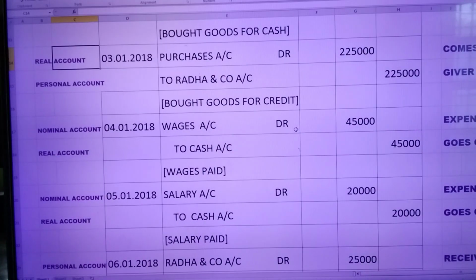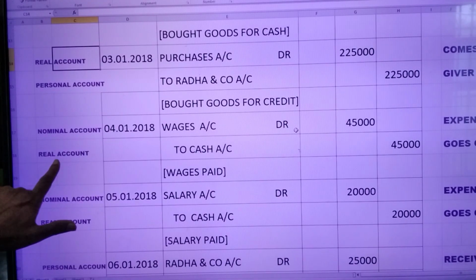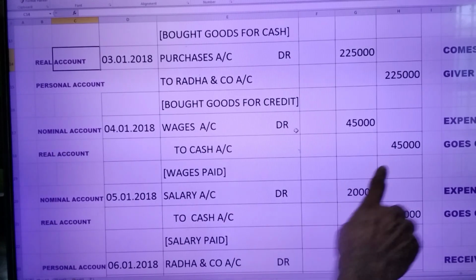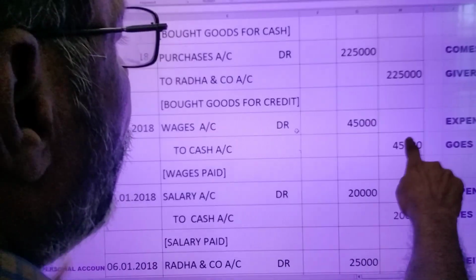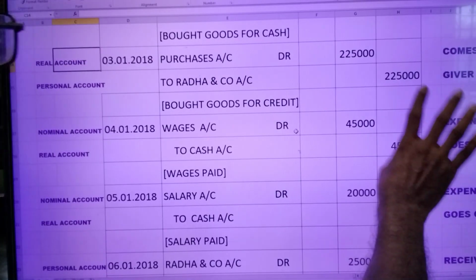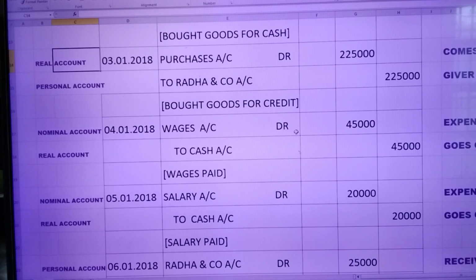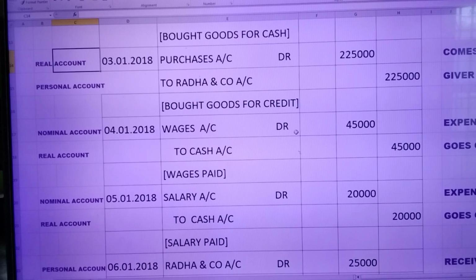What is the golden rule telling? Debit what comes in, credit what goes out. This cash account comes in the real account family, and it goes out. Whenever it goes out, what do we have to write? Credit what goes out. That's why I clearly wrote credit what goes out. Student, are you able to understand these four transactions? Any doubts? I will explain again. Okay, no problem. I will take the other transaction.